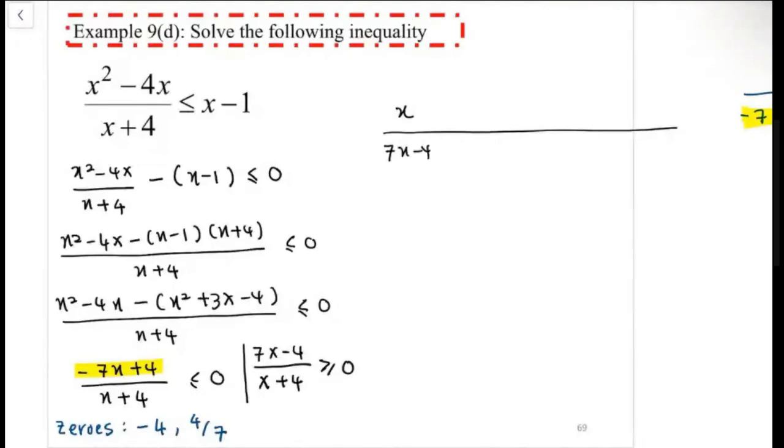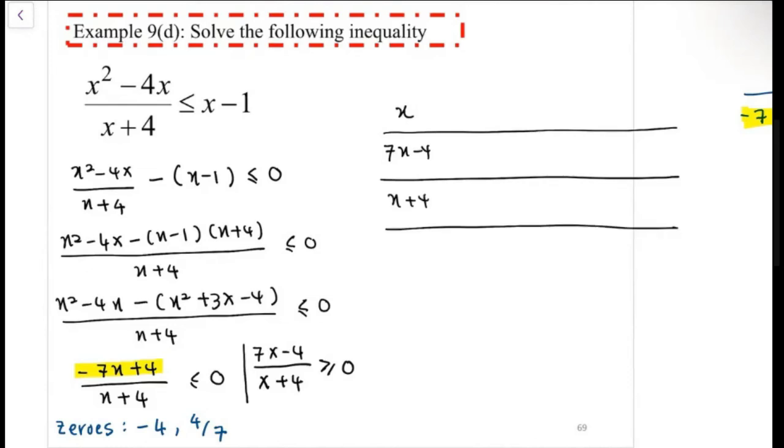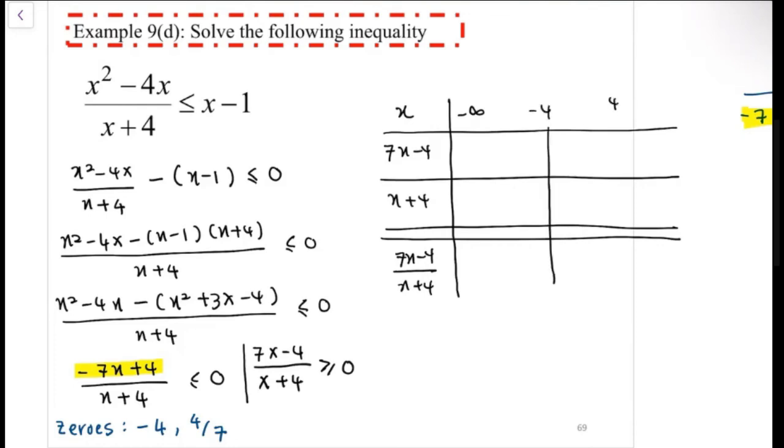Now we may start construct the table. So we have 7x minus 4, and then x plus 4. So last one would be our original function. And then our number line begin from negative infinity, negative 4, 4 over 7, and last one positive infinity. Now we may start complete the sign. Okay, so for 7x minus 4, we will get 0 if x is 4 over 7.